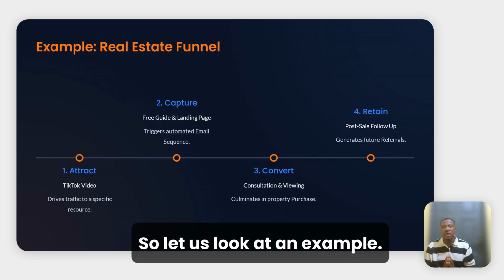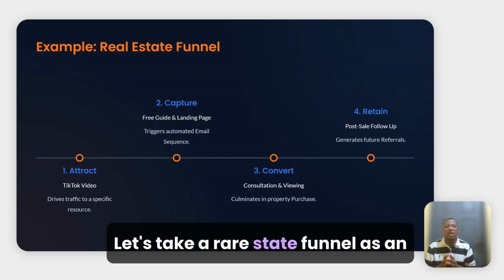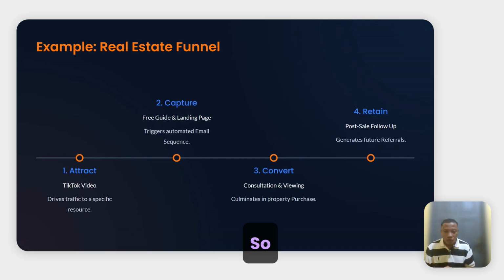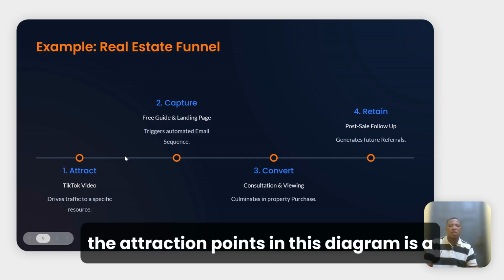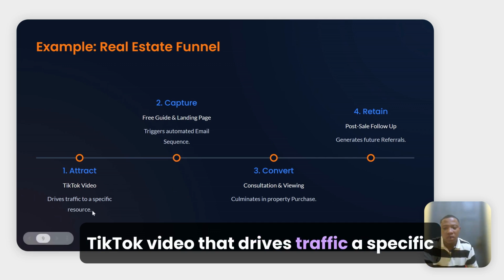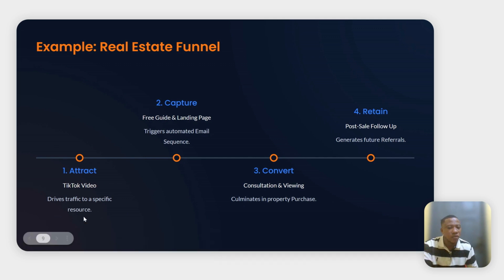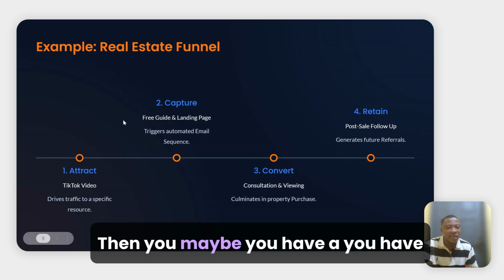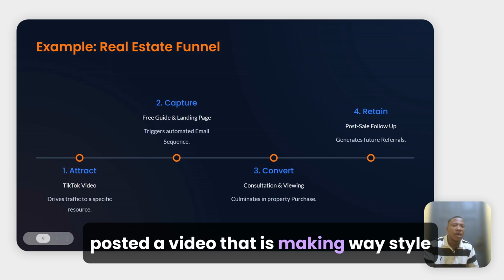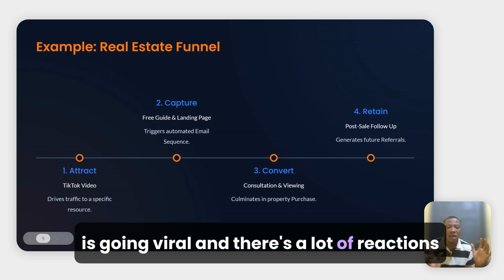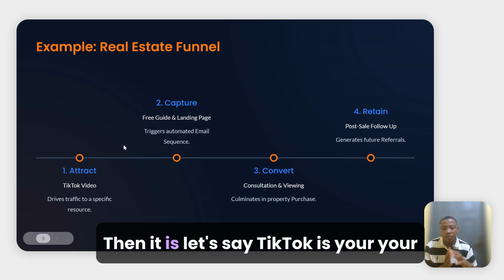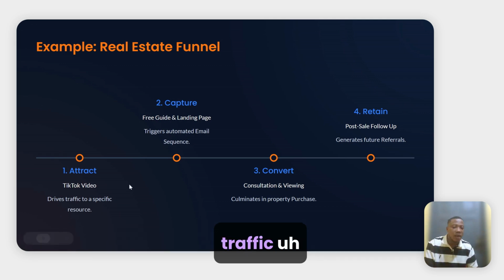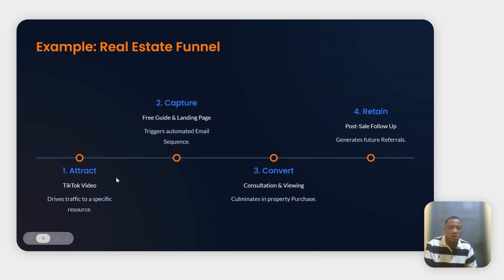Let us look at an example. Let's take a real estate funnel as an example. If you are into real estate, the attraction point in this diagram is a TikTok video that drives traffic to a specific resource. Say you have posted a video that is making waves, that is going viral, with a lot of reactions, and it's reaching a lot of people. Let's say TikTok is your traffic source.